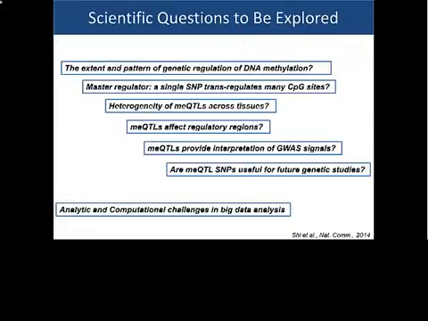We are going to explore a few scientific questions in this talk. We're going to investigate the extent and the pattern of genetic regulation of DNA methylation, the existence of the master regulator, and also the heterogeneity of genetic control of DNA methylation across different tissues. Then we're going to investigate whether the methylation QTL data are useful for the GWAS studies of lung cancer. And also we are going to discuss some of the analytic and computational challenges in such a big data analysis.